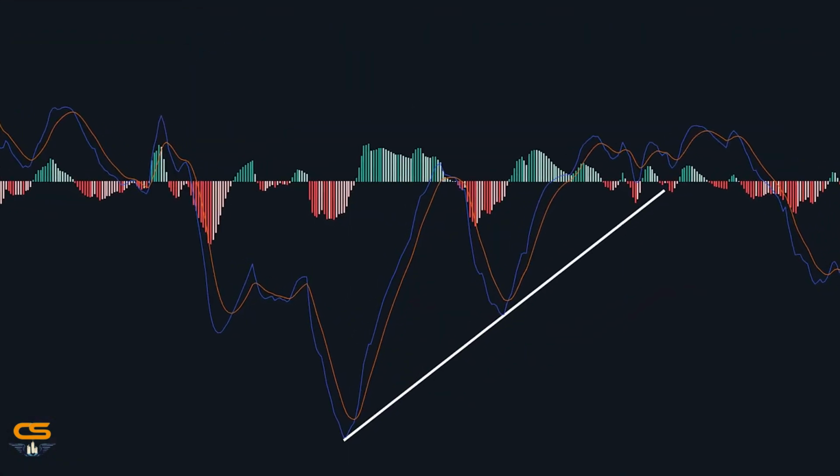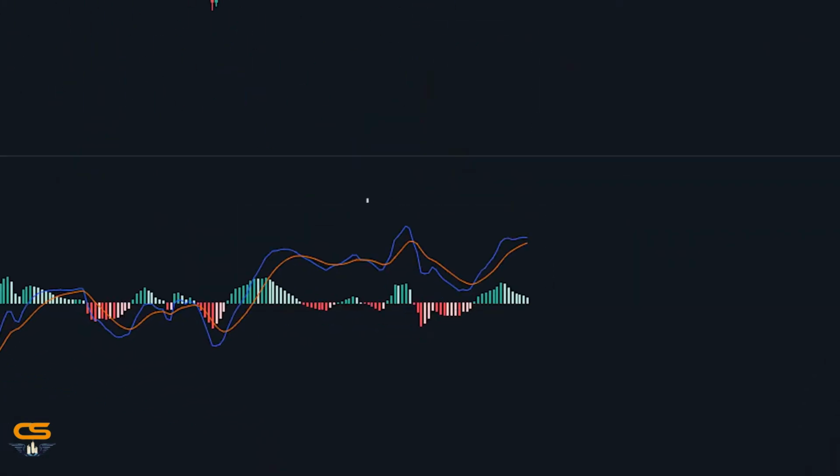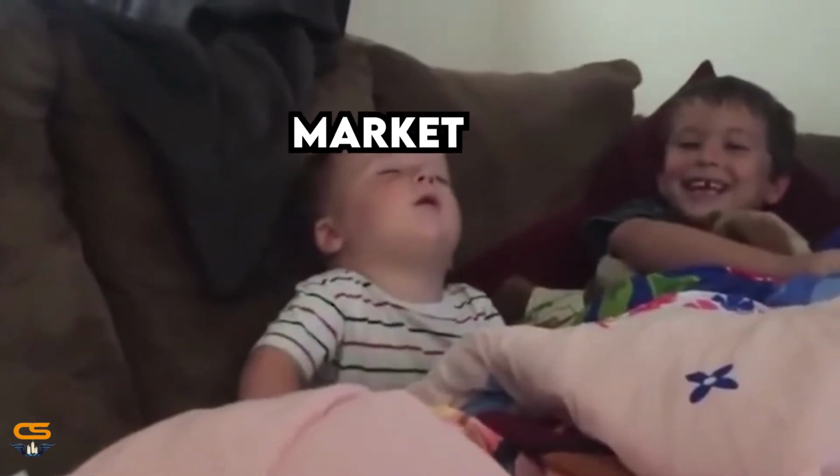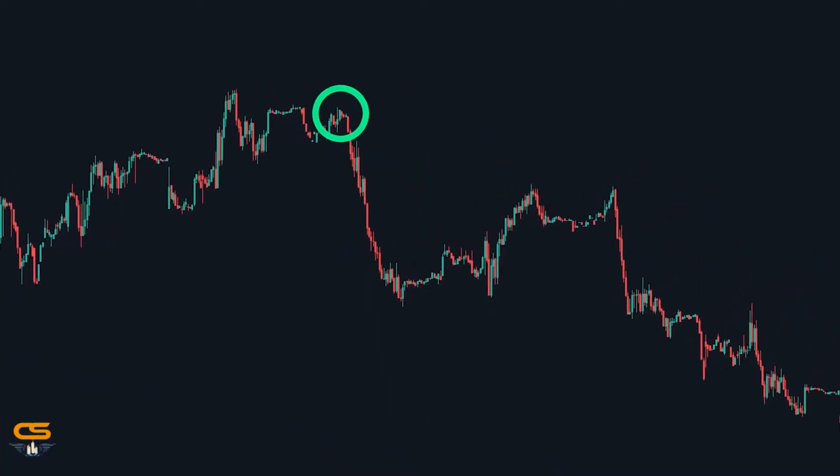The next strategy is to use the MACD with divergence, which basically means if the chart is heading upwards but the MACD isn't making higher highs, this means the market is slowly starting to lose momentum. So this strategy can be really great to know when turning points in the market are about to happen.